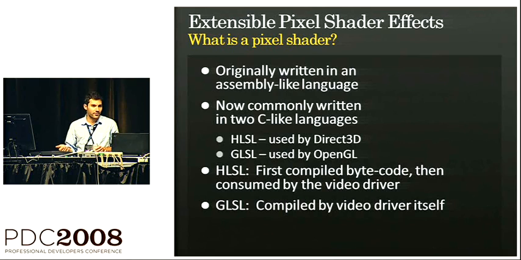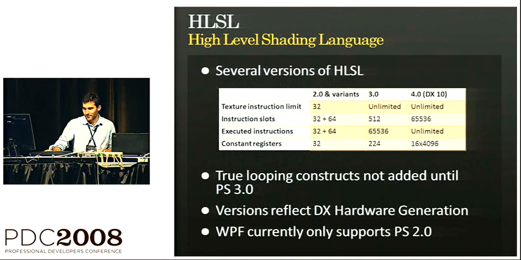HLSL, you first compile into a byte code, and then you send that byte code to the video card, which consumes the byte code and runs it on your screen. In OpenGL, the video driver itself actually has to have the shader compiler built into it, so it's a larger task for the driver manufacturers. As I alluded to before, there are several versions of HLSL. These are the high-level limitations of the different languages. There are a ton of limitations that I'm not listing, though.